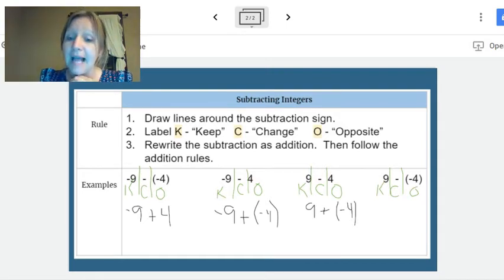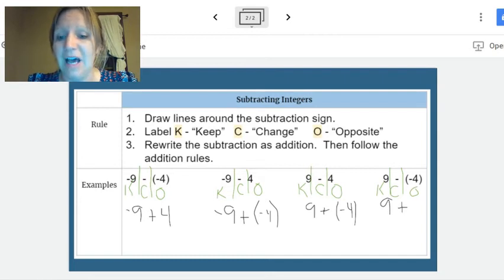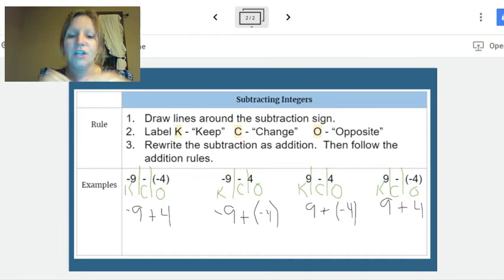Okay, and then last but not least, we have 9 minus negative 4. Keep the 9, change the sign, and we take the opposite of negative 4, which is positive 4. So I have rewritten all of these problems as addition problems. From here, you go back to what we just did with adding, and the rules are the same. Same signs, you add and keep them.